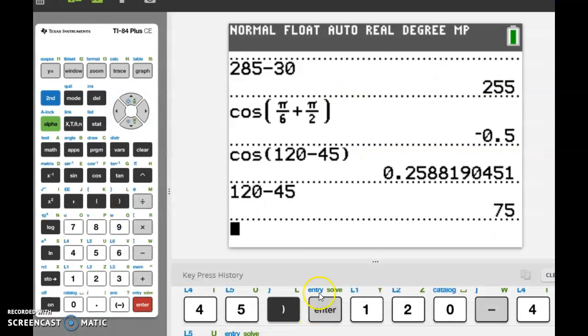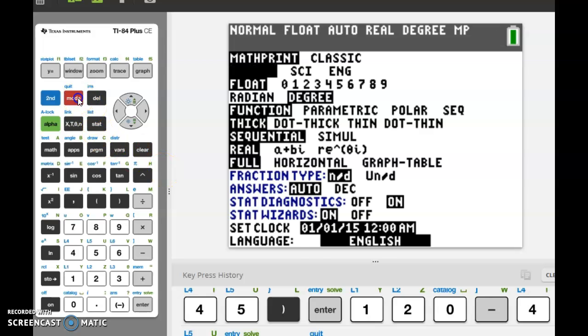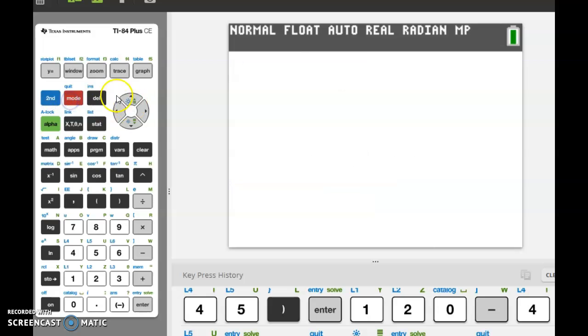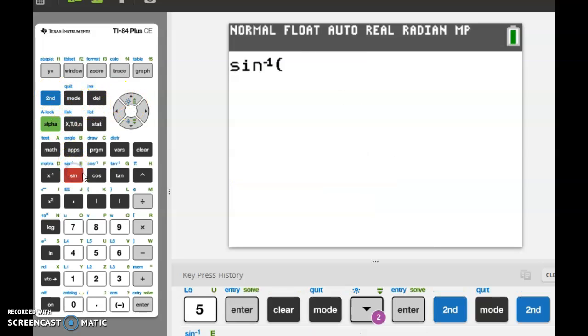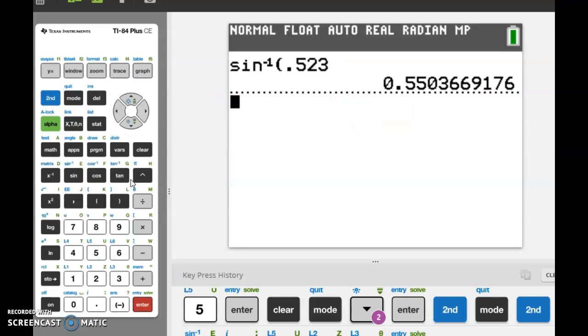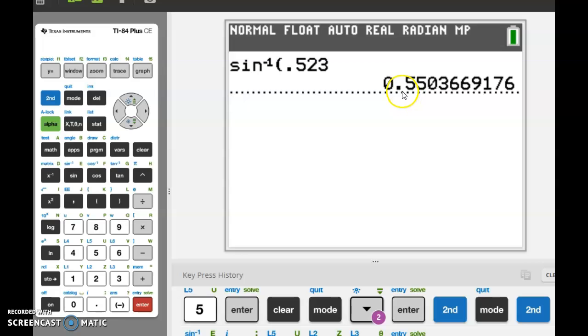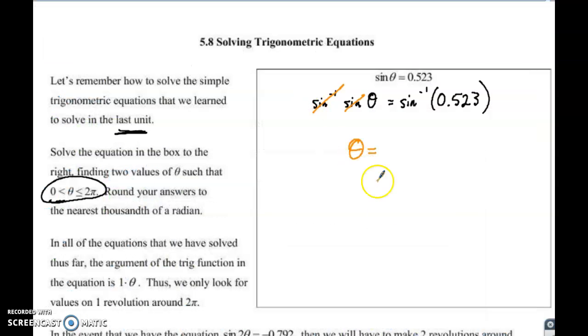So as you go to your calculator, clear this out. Make sure that you're in the proper mode. You might need to switch back. And then second sine of 0.523, and we get an answer of 0.550. Now remember, that's your answer in the first quadrant. Somewhere in here, that's the angle that's being made right here.